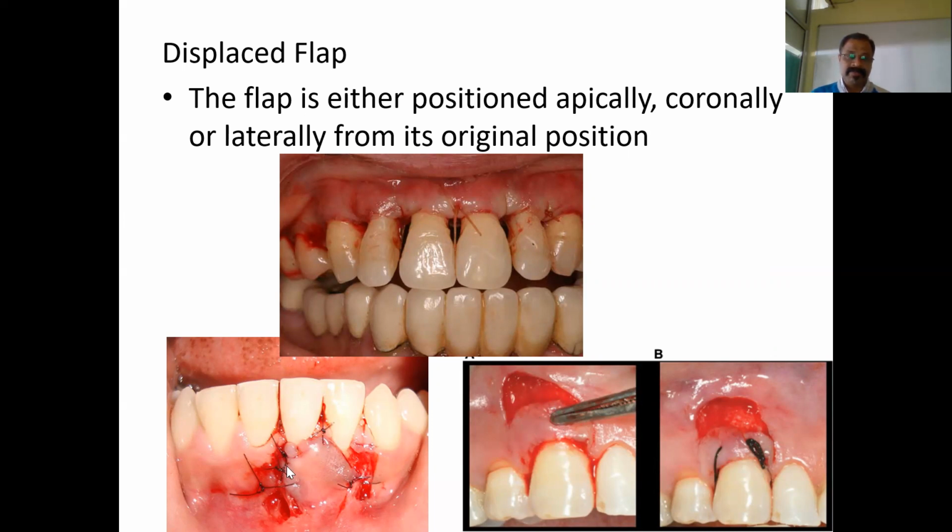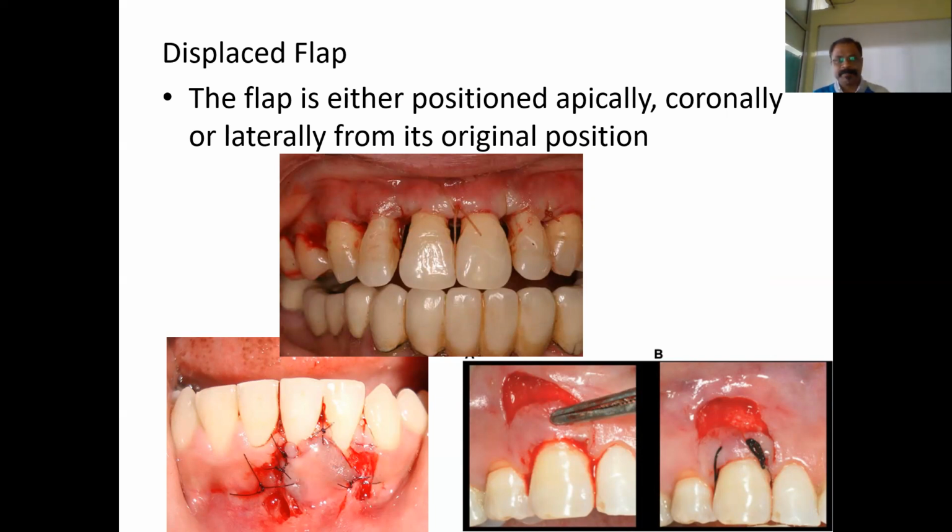Now here again there was a recession of the root surface, and then we have given a split thickness flap. We have raised it, and we have just pushed this laterally and then sutured it. Right. So the original position was here. We have pushed it here and then covered this root recession. Now this is called a laterally displaced flap. So displaced flap means that you have displaced that flap from its original position to a new position. It could be apical, it could be coronal, or it could be lateral.